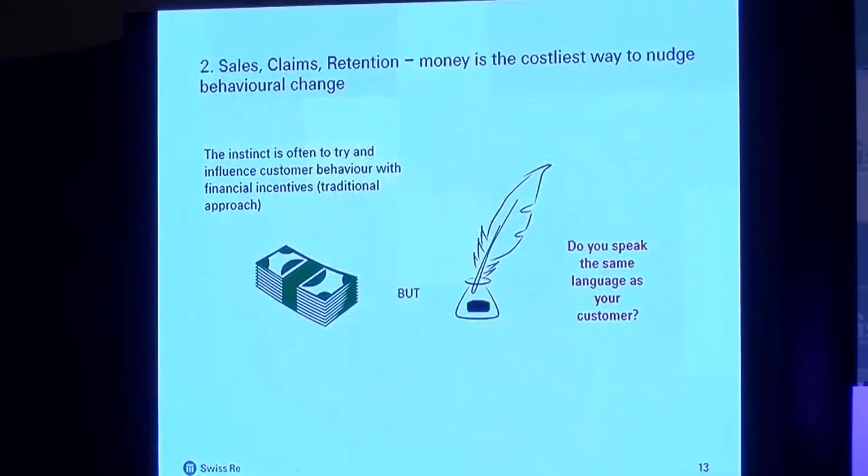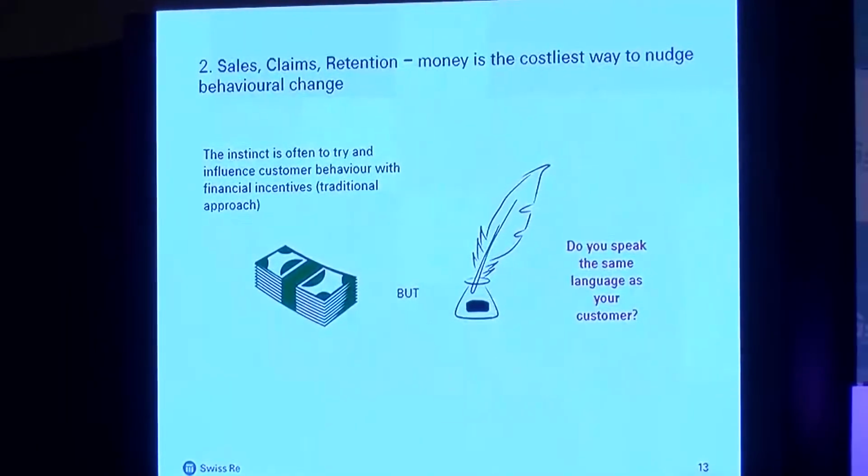Going forward, if you think of the other 3 slices of that pie, so sales, claims, and retention. One of the things that we've seen most often with insurance companies is that there's this instinct to nudge or try to influence people to behave by using very traditional methods, which is very, very understandable.